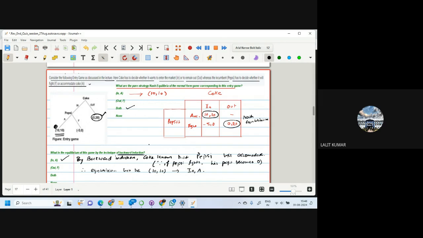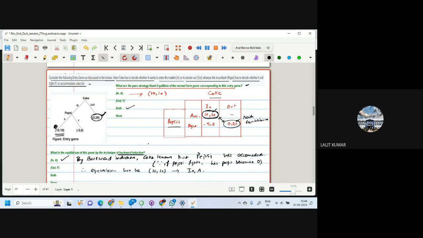So what are the pure strategy Nash equilibria for the normal form game corresponding to this entry game? So this is Pepsi, this is Coke, in, out, fight, and accommodate. When it is accommodating, the equilibrium is at 10,10, and in the out case it is 0,20. So these are the two equilibria which are happening. In the out case, it doesn't matter, but these are the two equilibria.